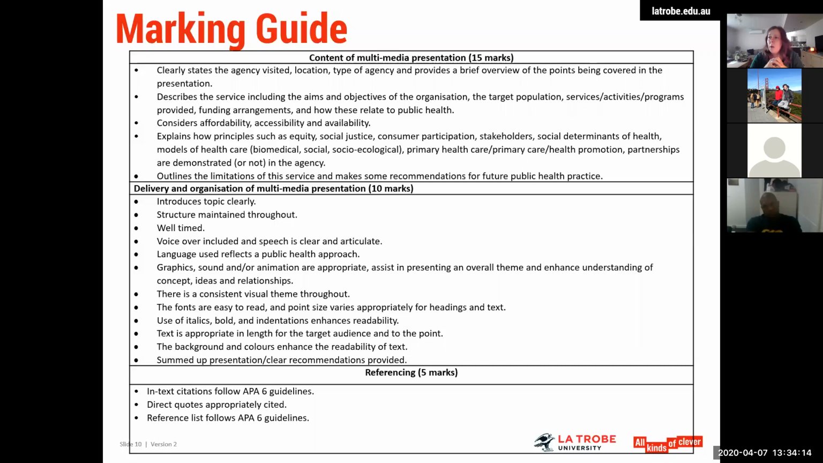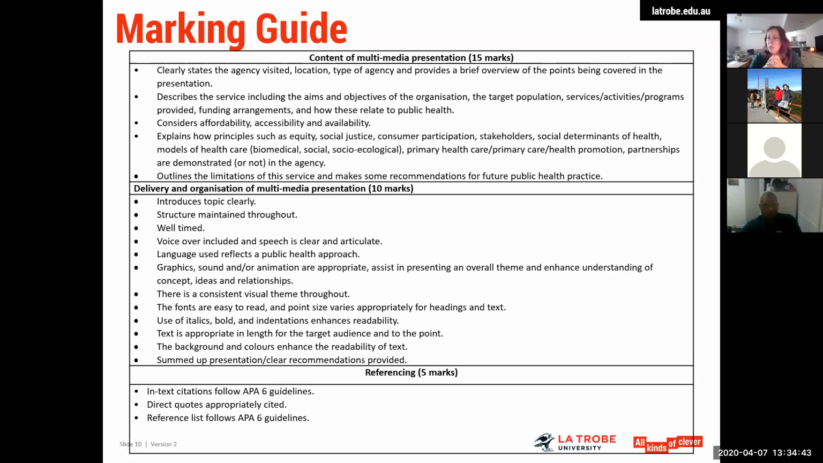Okay. That you've considered affordability, accessibility, and availability, that you've explained how principles are being demonstrated or not in the agency, and that you outline the limitations and make some recommendations. Okay, so the marking guide matches the structure that we've provided and those key points that we want you to consider as you're doing that online research.